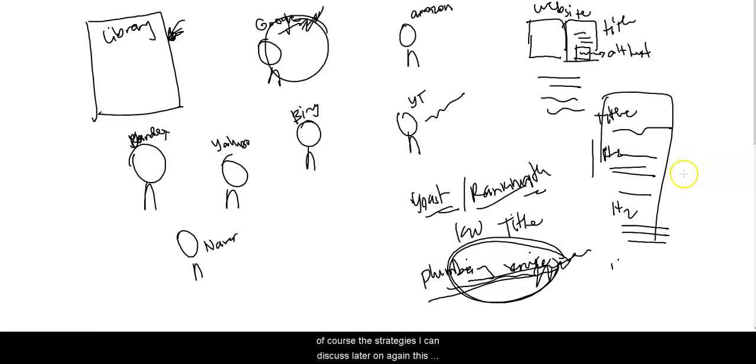Of course, the strategies I can discuss later on. Again, this video is just about explaining the concept of Google and how it understands web pages. I will talk about other strategies that I use to rank websites. But for now, I hope this helps you clarify how Google looks at websites, the concept of SEO.